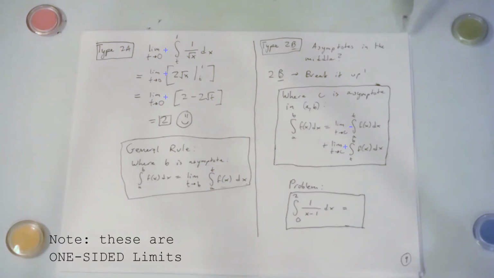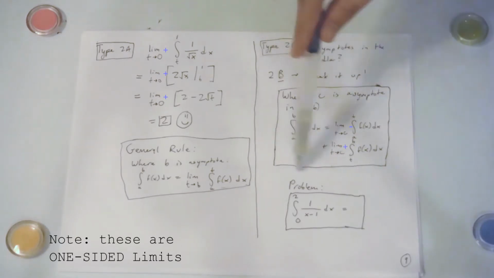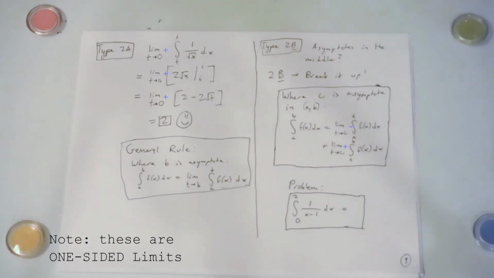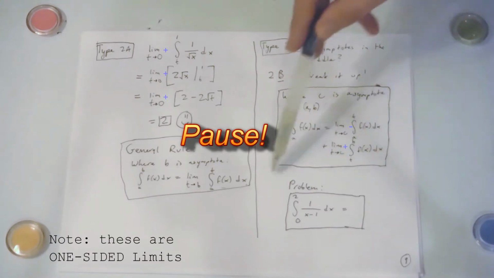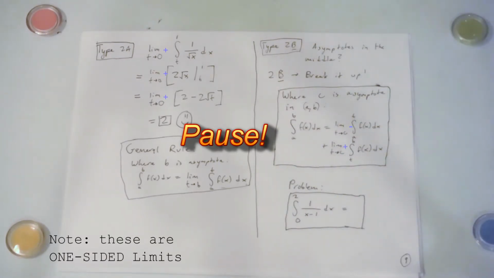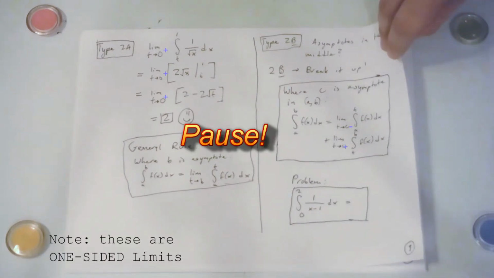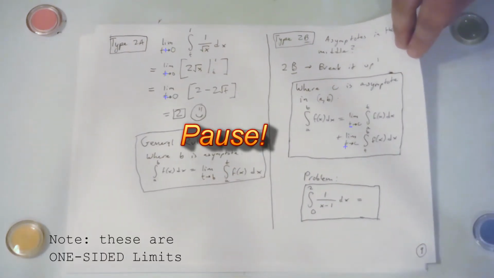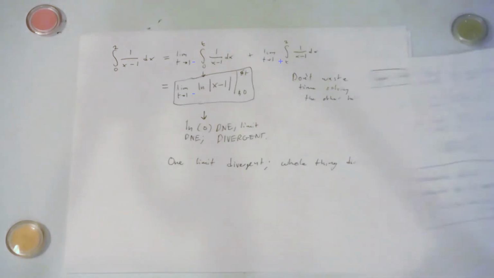From now on, you'll need to watch out for integrals, such as the integral from 0 to 2 of 1 over x minus 1 dx, that have an asymptote in the middle. See if you can solve this one. Pause the video now. Did you realize that the first limit doesn't exist, making the integral divergent? If not, try again and pause the video now.